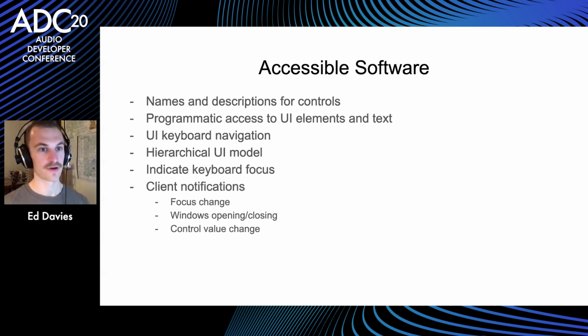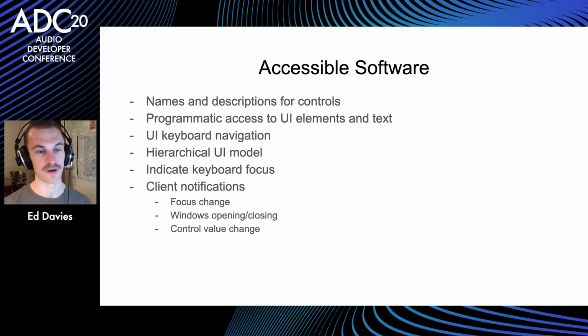So the real bare bones stuff that we need to tell the accessibility clients about are things like names and descriptions for all our UI controls. We need to provide some sort of programmatic access to our UI elements and text. We need to have full UI keyboard navigation. We need to build up this hierarchical model of our UI that represents all our UI elements and that the accessibility clients can use for navigation. We need some way of indicating the current keyboard focus and managing that.